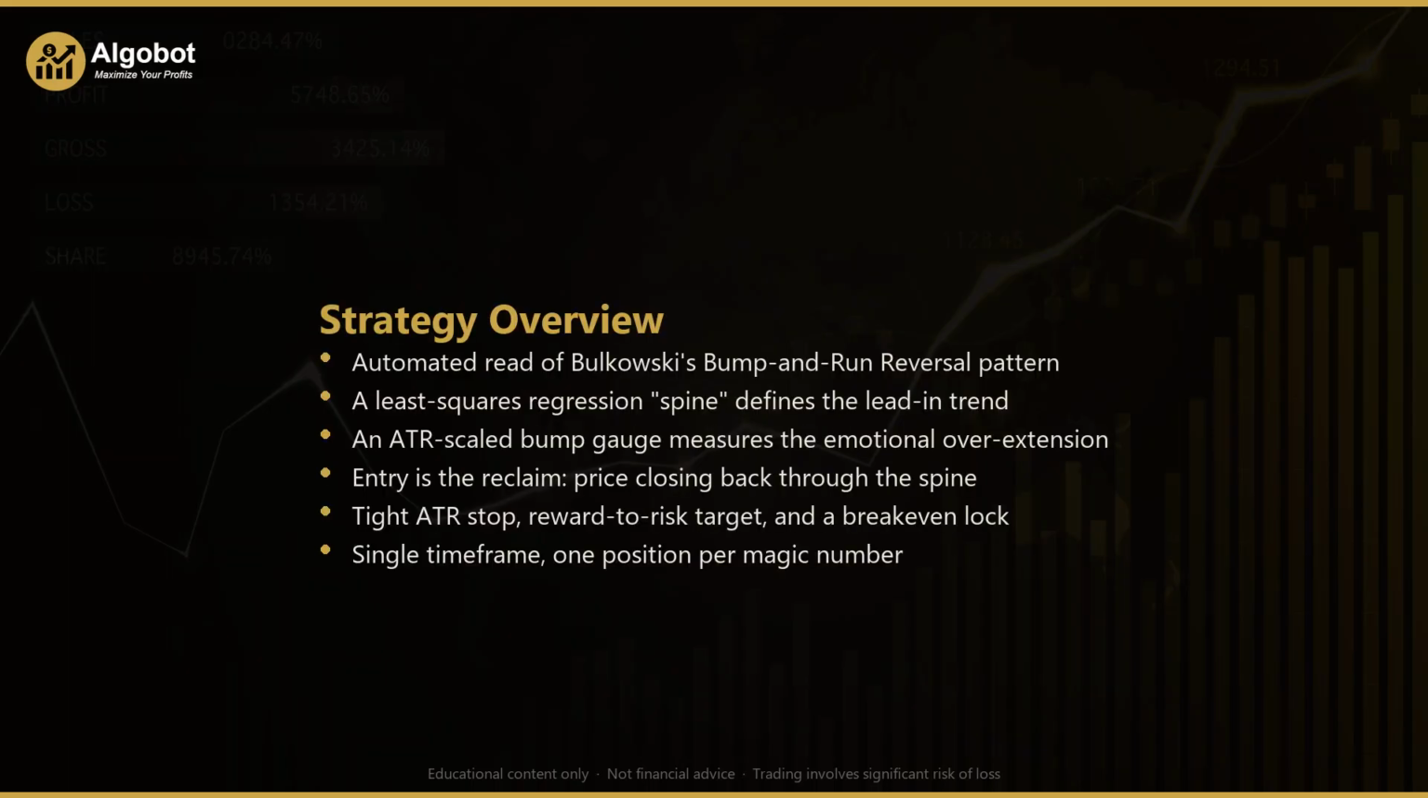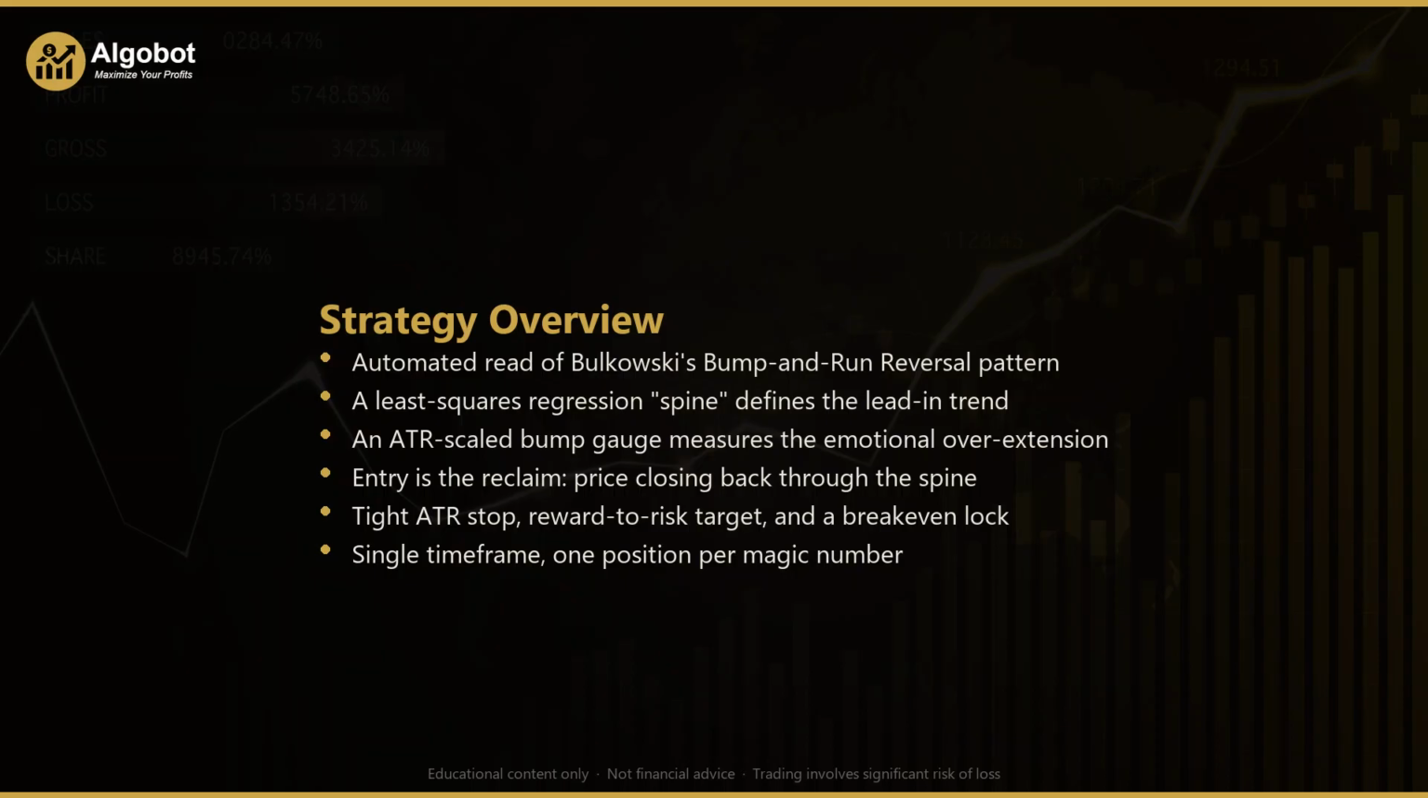Let's start with the big picture. Bump Run Reversal is built on a simple, very human observation about markets. Prices often drift along a calm, orderly trend, and then a burst of one-sided emotion pushes them far away from that trend in a hurry. Bulkowski called the calm phase the lead in, and the emotional surge the bump. His insight was that these overexcursions tend to be unsustainable. Once the last eager buyers or sellers are spent, price rolls back and runs the other way, usually recrossing the original lead-in line. This strategy tries to study and act on that rollback.